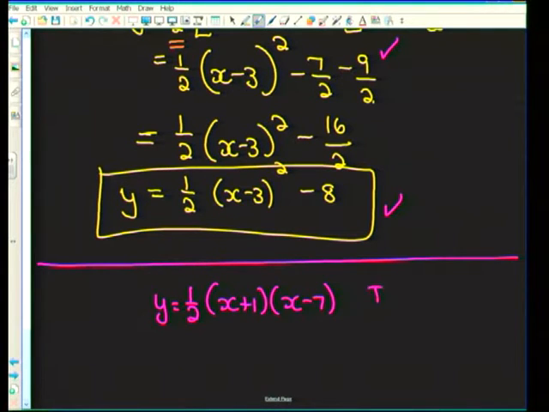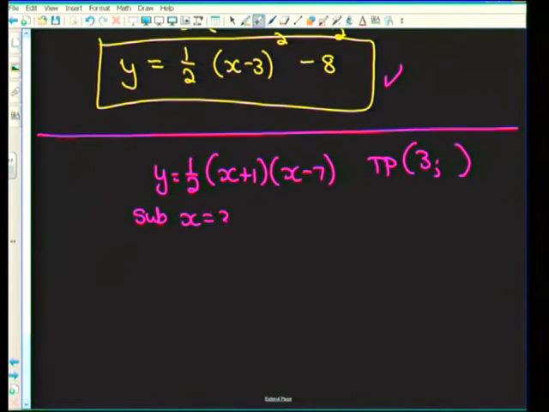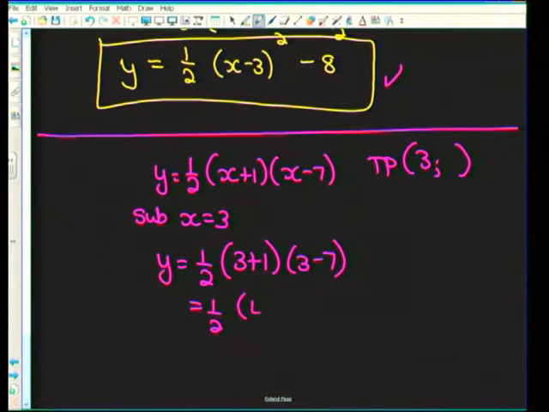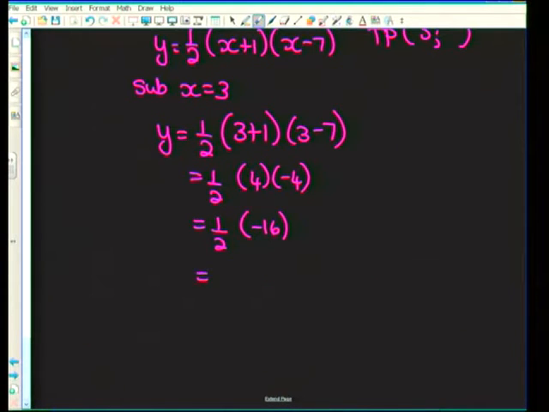Now remember I said to you your turning point, we already know the x value is 3. So all we're going to do is find out what the y value is if x is 3. So we're going to substitute x equals 3. If we do that, y is equal to a half of 3 plus 1, 3 minus 7. So it's a half of 4 times minus 4. Now, 4 times minus 4 is minus 16, and a half of that is actually minus 8. So we have a turning point of 3, negative 8.